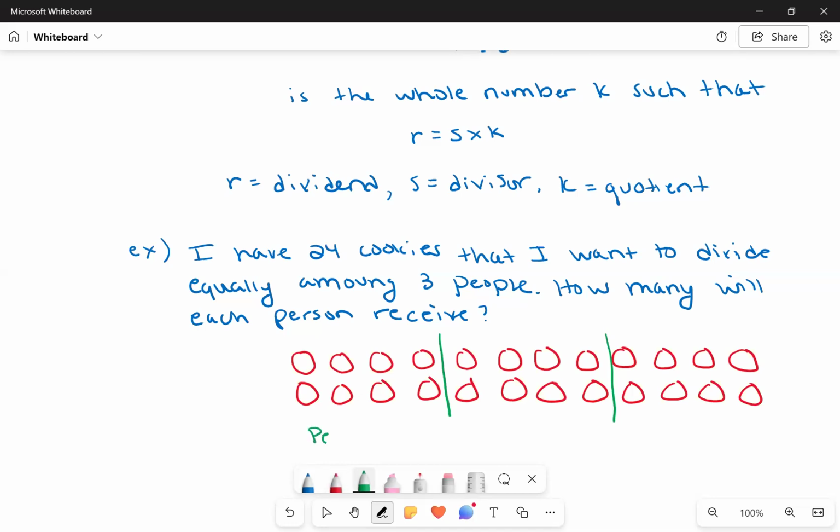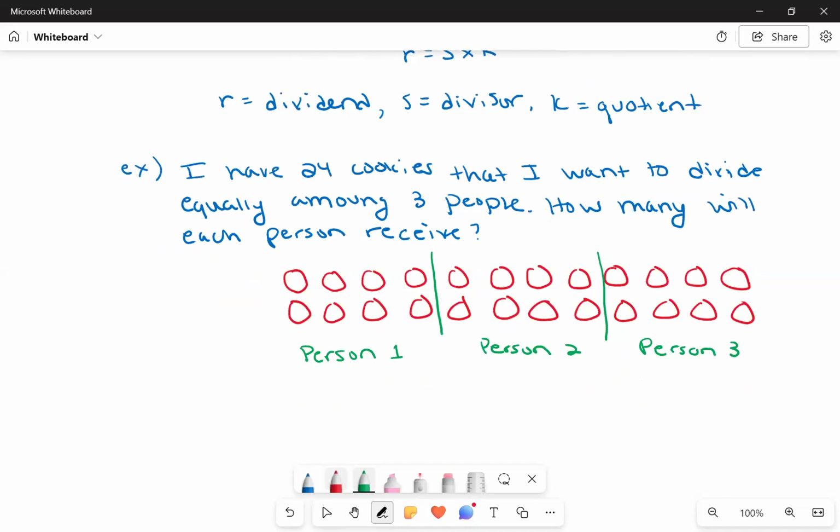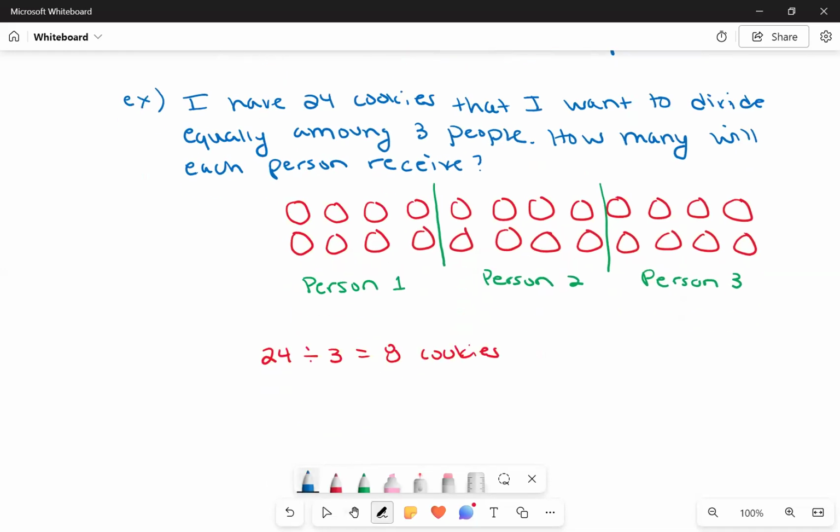So that means person 1 is going to get this. This would be given to person 2 and then person 3. And the way we're answering this question is we're saying, okay, so when I take 24 and divide it by 3, each person is getting 8 cookies. Okay, 8 cookies each. So each group contains 8 cookies. This type of method of drawing has a name. This is called the sharing concept, or the partitive concept.